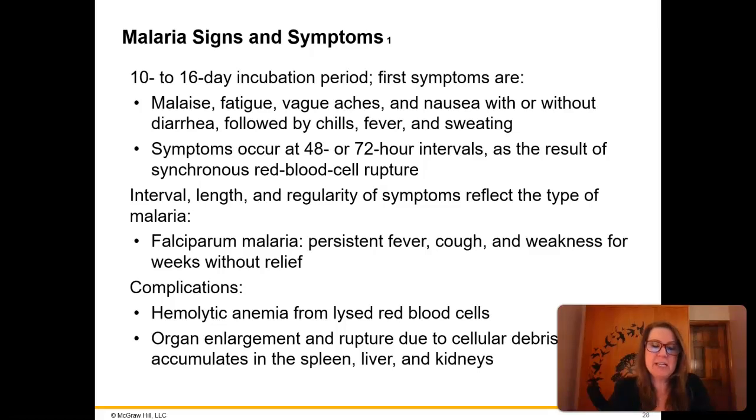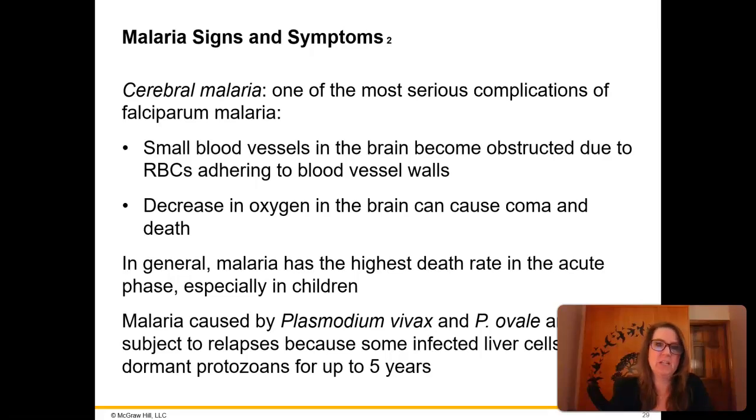So complications: hemolytic anemia, because of the decrease in red blood cells, because they're being lysed, because they're functioning as the host cell for that Plasmodium. You can also get organ enlargement and rupture due to essentially cellular debris that's starting to build up in your organs, like your spleen, your liver, and your kidneys.